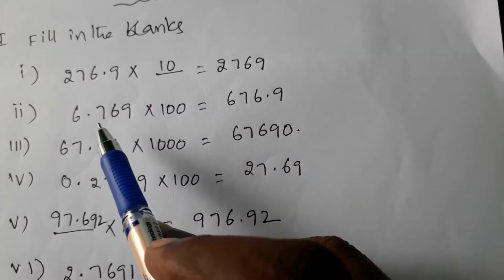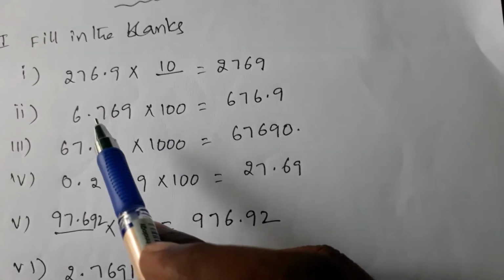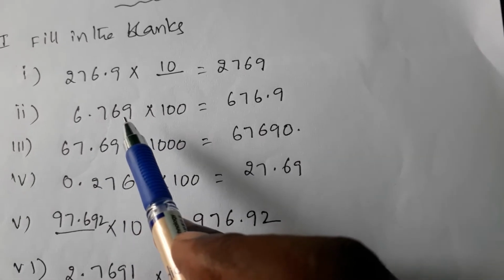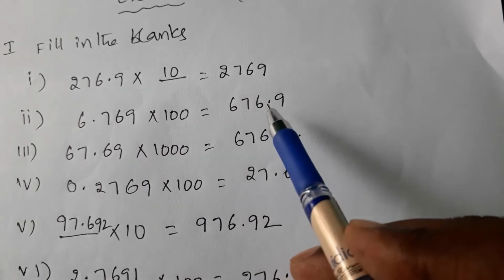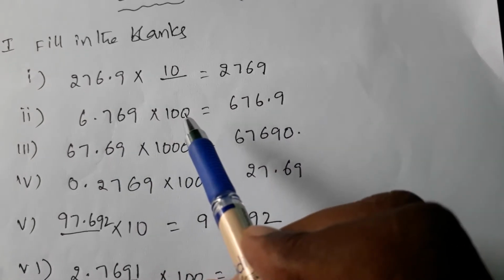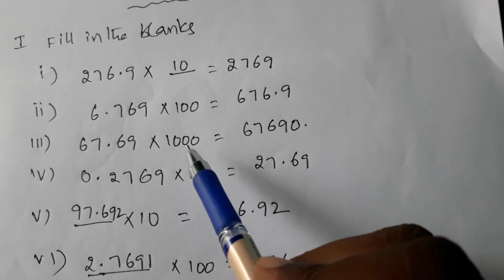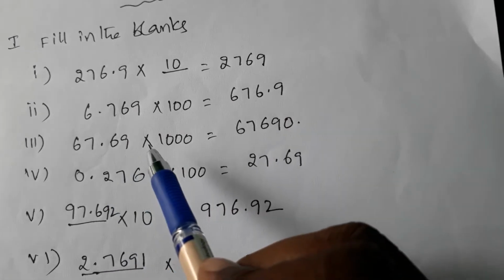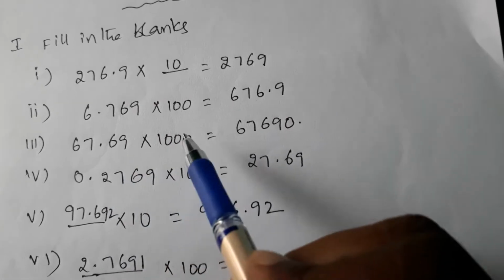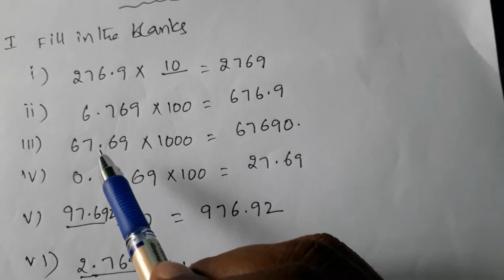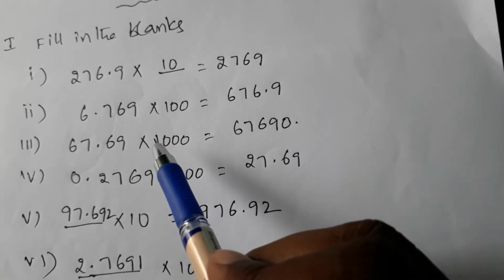When you multiply with 100, the decimal shifts to the right 2 digits later. Yes, see, 2 digits later, when you multiply with 100. When you multiply with 1000, the decimal shifts 3 digits after, to the right. Decimal shifts to the right 3 digits after.